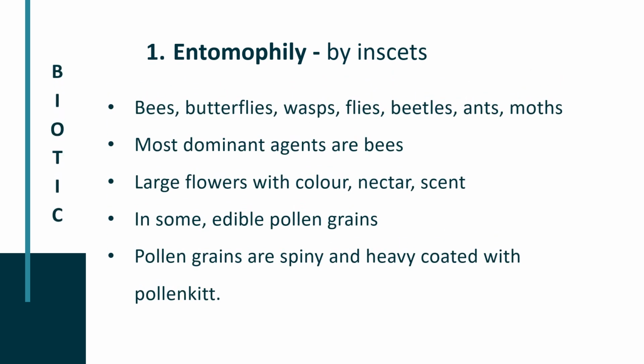Among biotic agents, the first category is entomophily, where pollination takes place by insects. Bees are the most dominant pollinating agents. Other insects are butterfly, wasp, fly, beetle, ant, and moth. In each of these cases, the flowers should be large with color, nectar, and scent so that they can attract insects to visit them. In some cases, they also produce edible pollen grains. Pollen grains are spiny, heavy, and surrounded by a yellow sticky substance known as pollen kit.